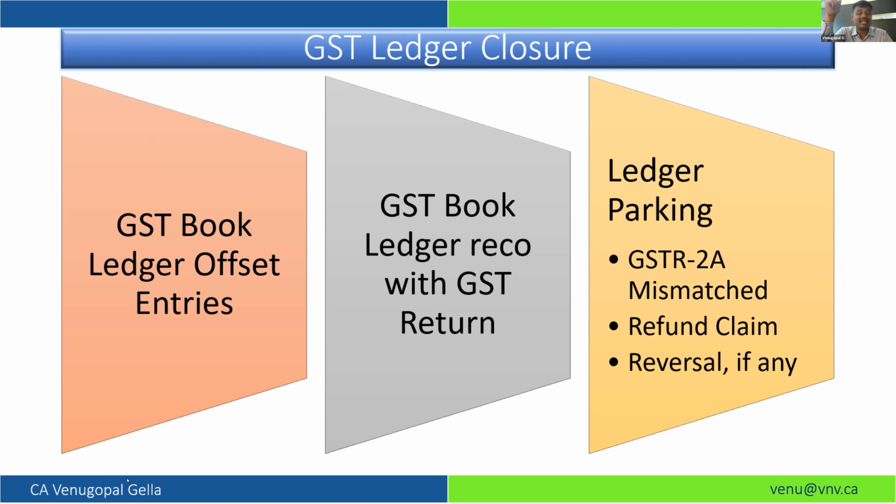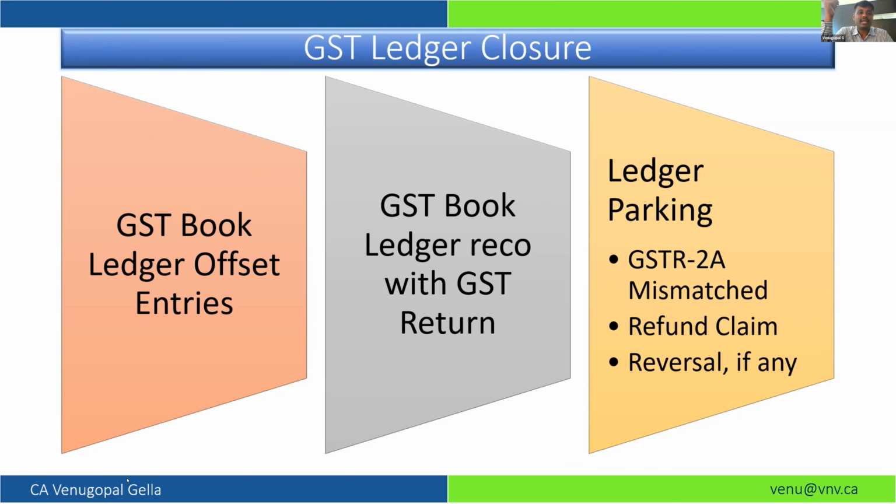When I make a sale, I credit it to CGST output. Upon filing of my GSTR-1 and 3B, I need to transfer these balances in these ledgers to the electronic liability and credit ledger. That way, you are making sure your books of accounts are matching with the government portal.